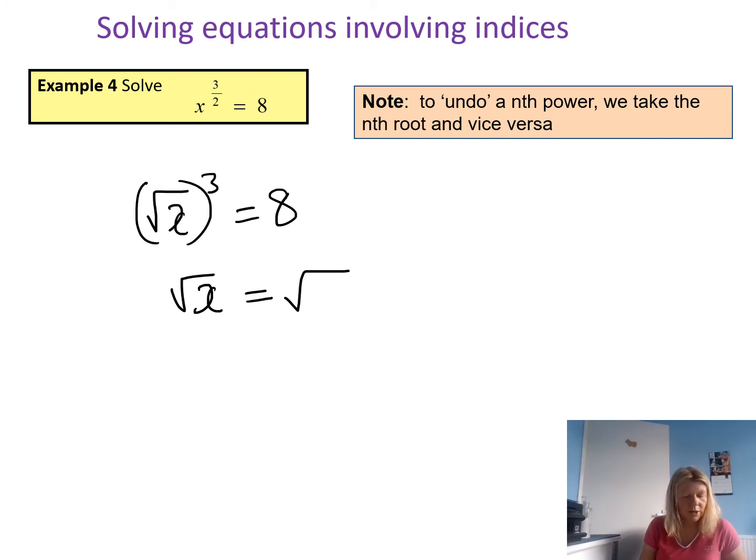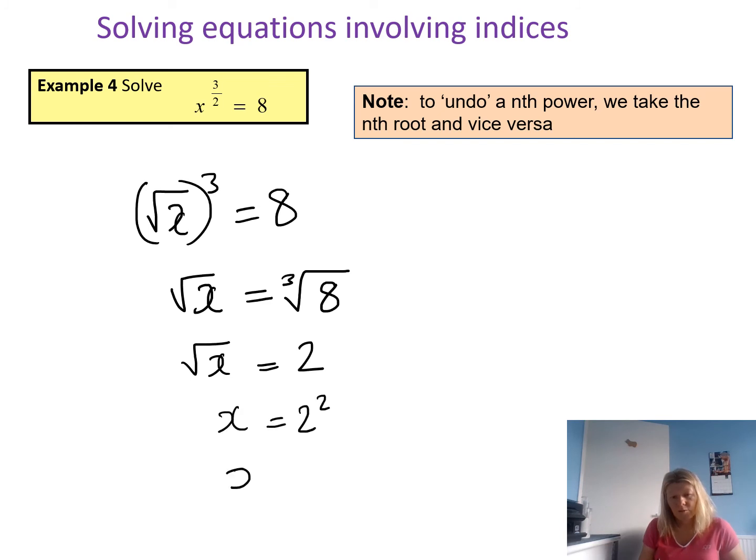I did it the other way around on the sheet. So then we'll cube root 8. To get rid of the cube root, we cube root both sides, and you get 2. And to get rid of a square root, we're going to square both sides. That's going to end up with x equals 4.